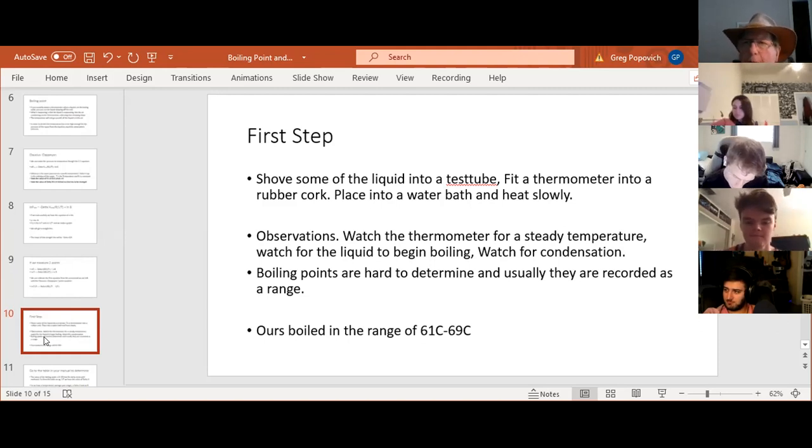And you're going to watch the thermometer for a steady temperature and you're going to watch for the water to begin boiling. You're going to watch for the condensation. Boiling points are hard to see. They're hard to detect. Normally, what happens is you record them as a range. You can see where it kind of starts to boil and you can see where the temperature starts to rise and go up beyond that. So for a long time, the temperature is going to be fairly steady at a certain temperature range. Then once it gets beyond that, it's going to shoot up like crazy. So you've got a boiling range.